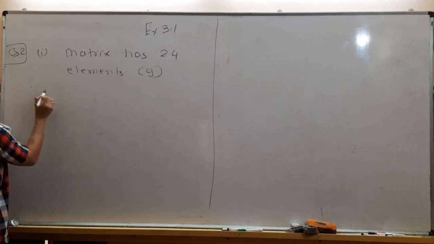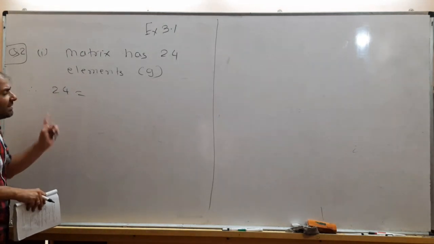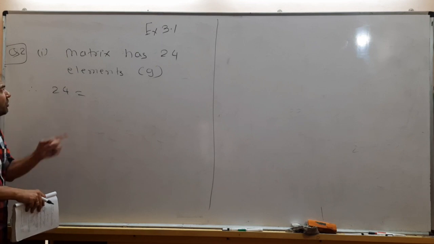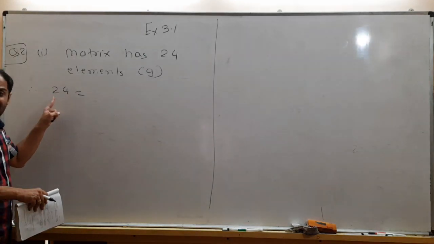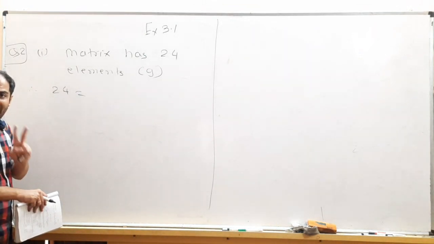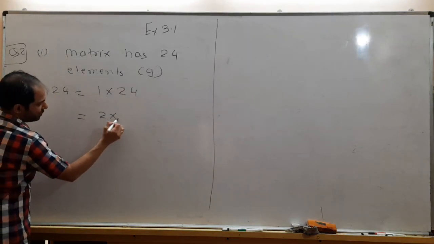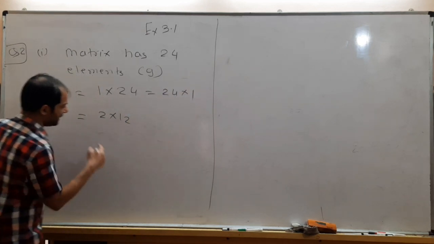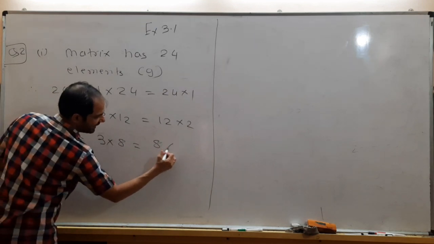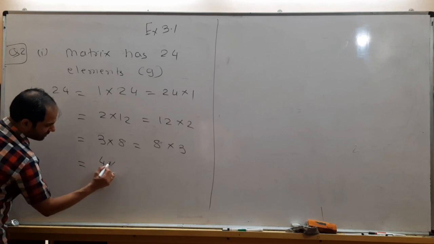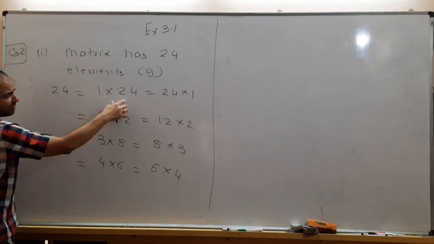So without wasting much time, 24. In example 2, what I did, that number of elements in a matrix is equal to number of rows into number of columns. So 24, I will write all the possible factors of 24, or I will express 24 as product of two natural numbers. So 24 can be thought of as 1 into 24. You can also write as 24 into 1 over here only. 2 into 12, so 12 into 2, so that you don't miss. 3 into 8, which is equal to 8 into 3, which is equal to 4 into 6, which is equal to 6 into 4. So 24 can be written as 1 into 24, 24 into 1.